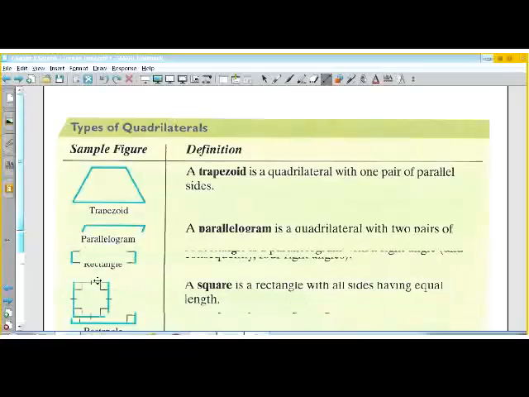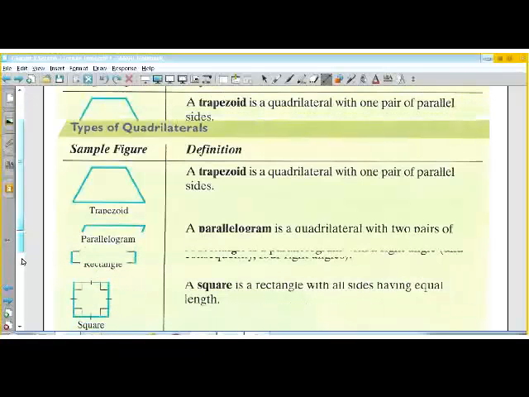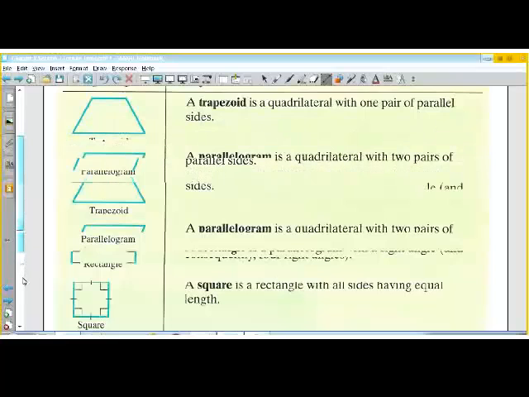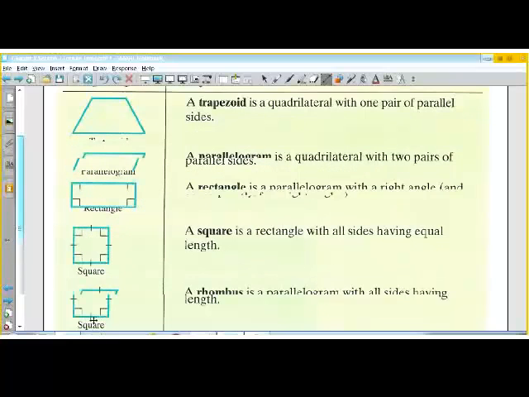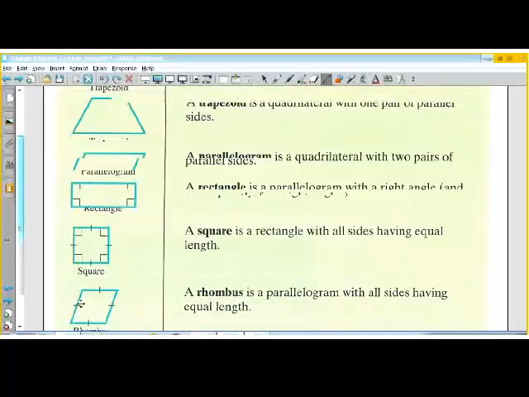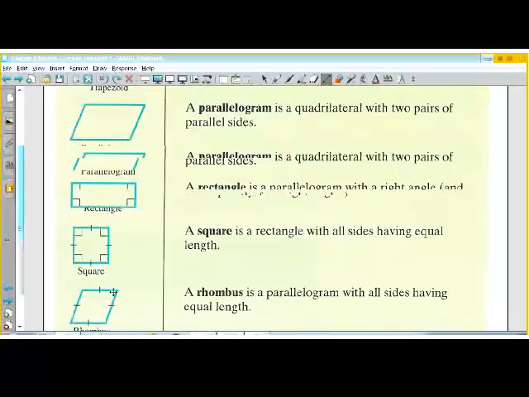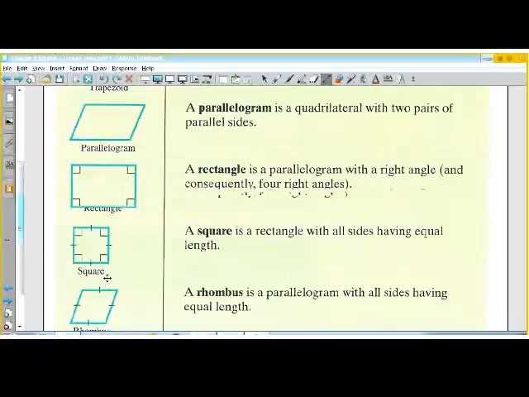The special case of a rectangle where all sides are equal to each other is called a square, which everybody knows what a square is. And the other special case is if you have all 4 sides equal to each other, but not a 90-degree angle. That's called a rhombus. That's the thing that we forget about. So a rhombus is a parallelogram with all 4 sides equal to each other.